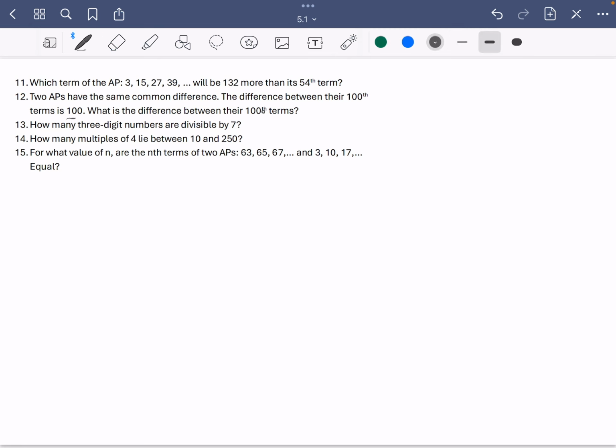For what value of n are the nth terms of the two APs 63, 65, 67 and 3, 10, 17 equal? The question wants to say that there is a term, the nth term, in both the APs that is equal. Let's say it's the 10th term, then n is 10. When n is 10 in both the APs, then that term is equal. So we have to find out what that term is.